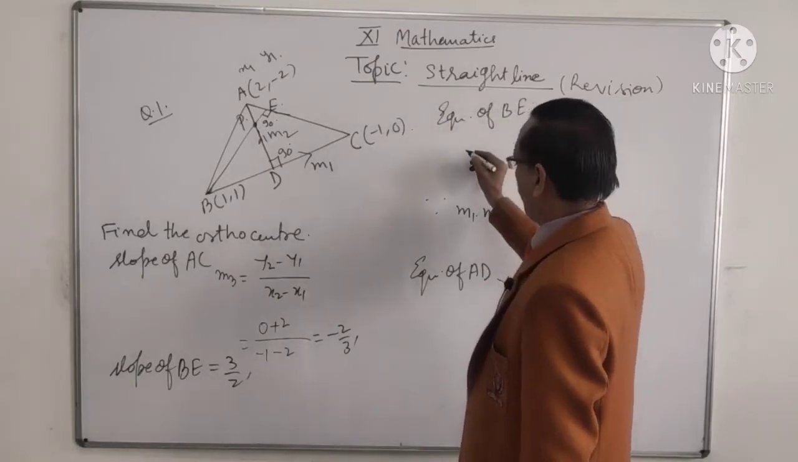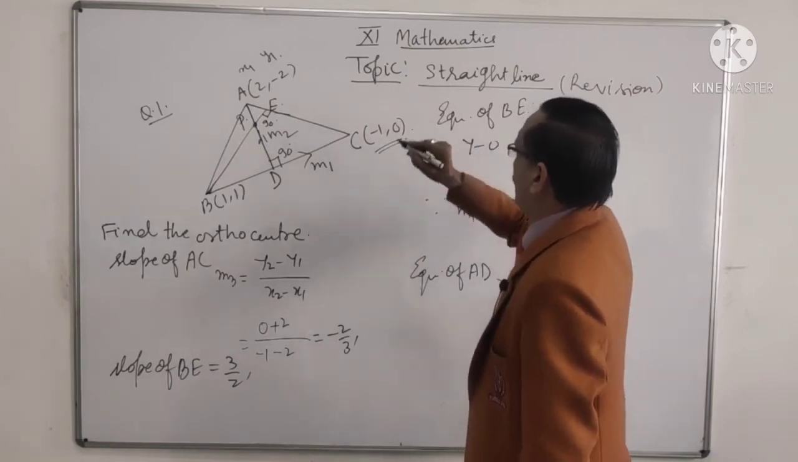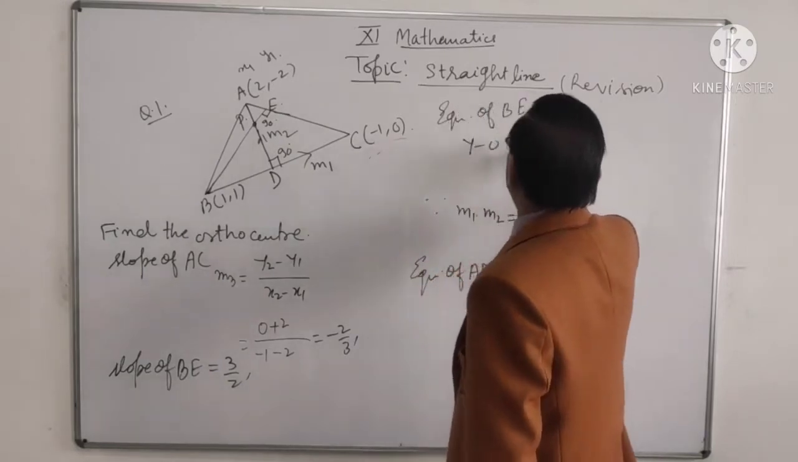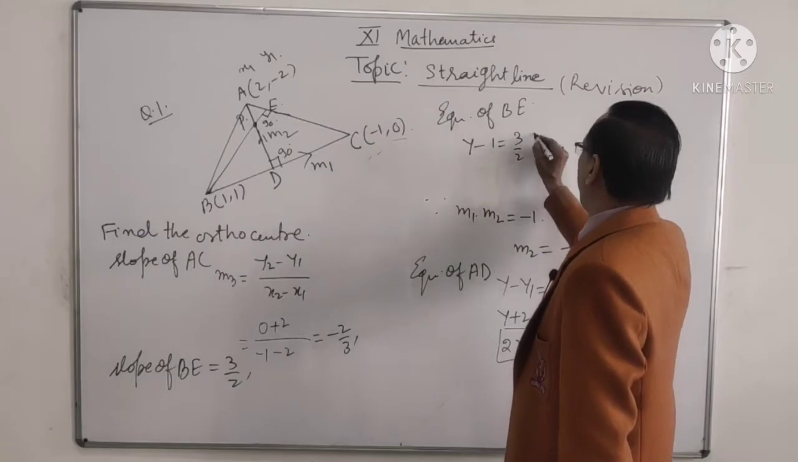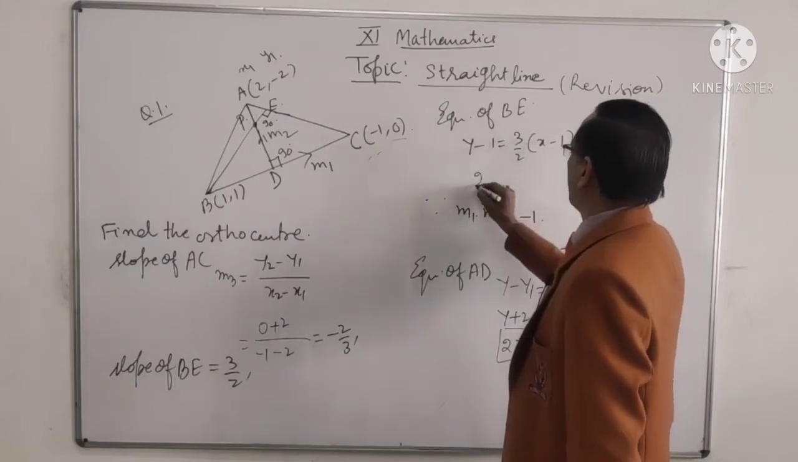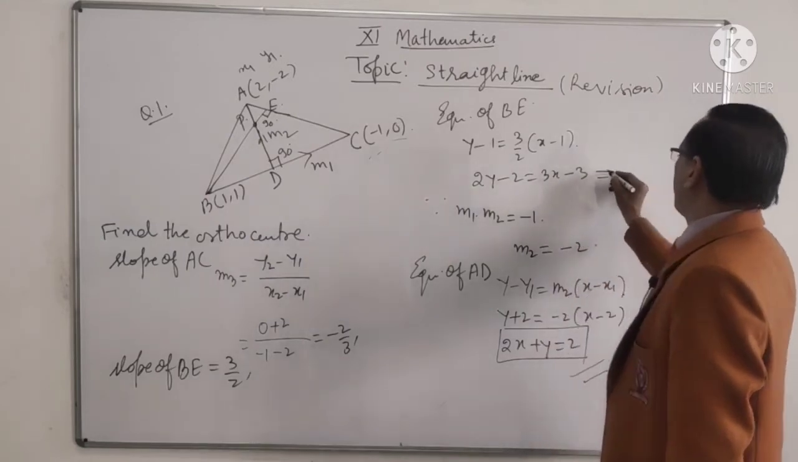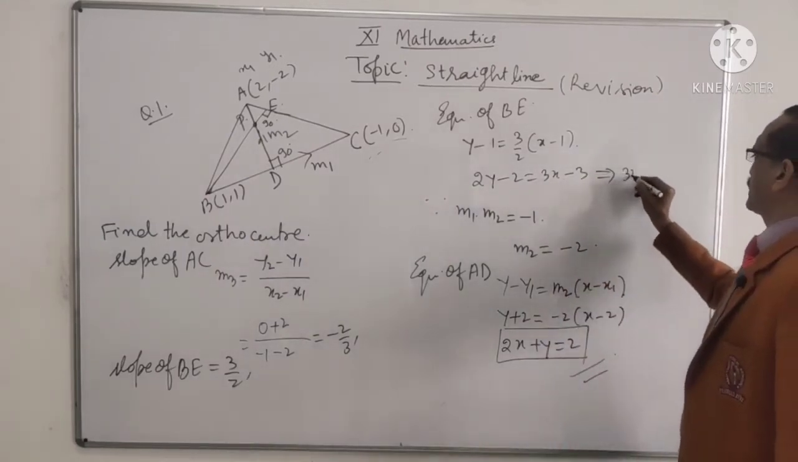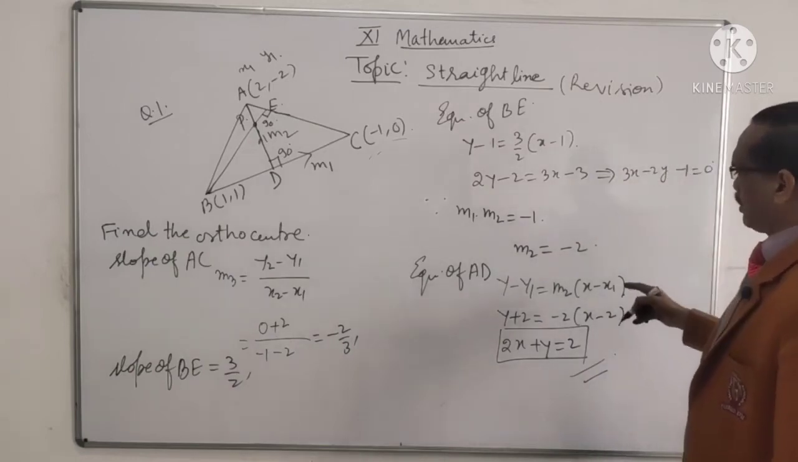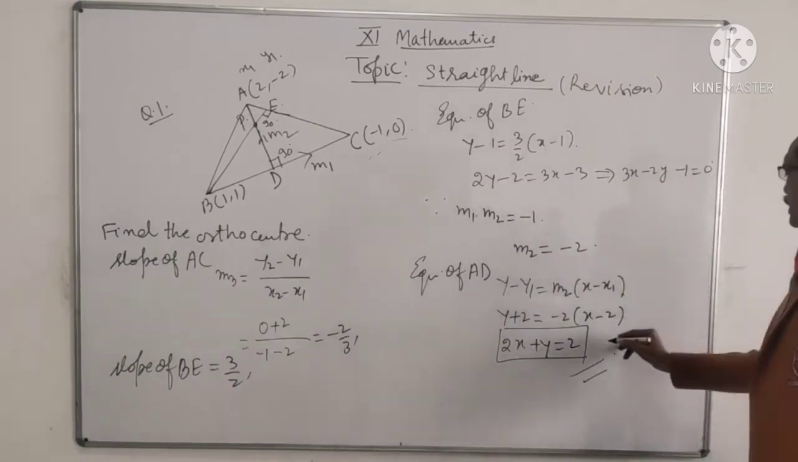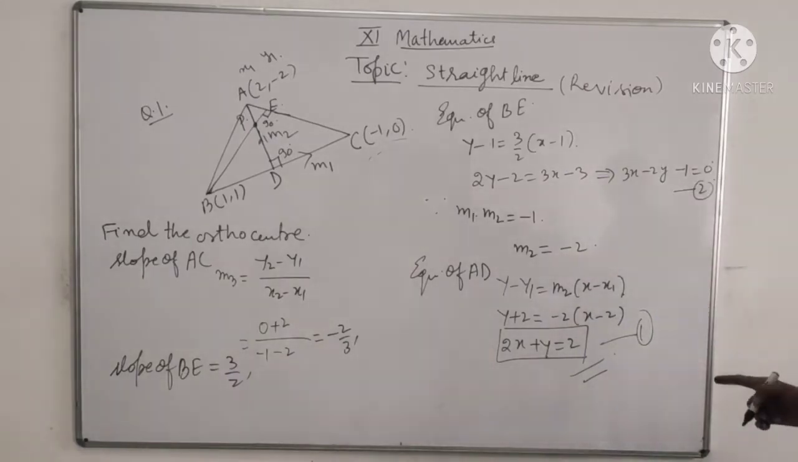again one point form. So it is y minus 1 equal to 3/2 into x minus 1. Then it is 2y minus 2 equal to 3x minus 3. From this we will get 3x minus 2y minus 1 equal to 0. Now solve these two equations. It is equation 1, it is equation 2. Multiply equation 1 by 2.